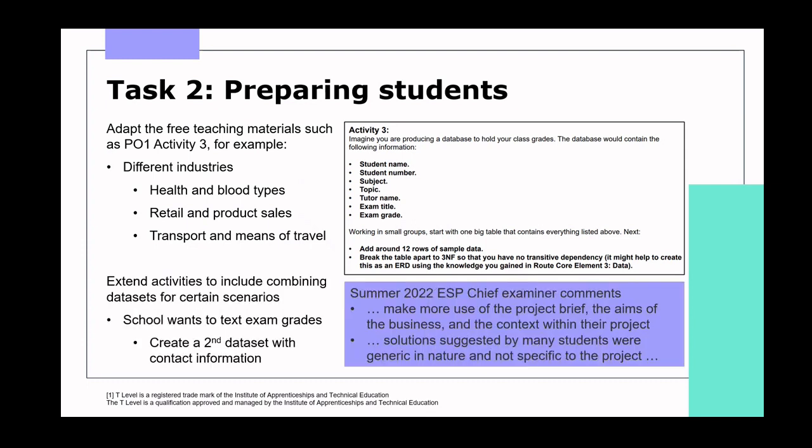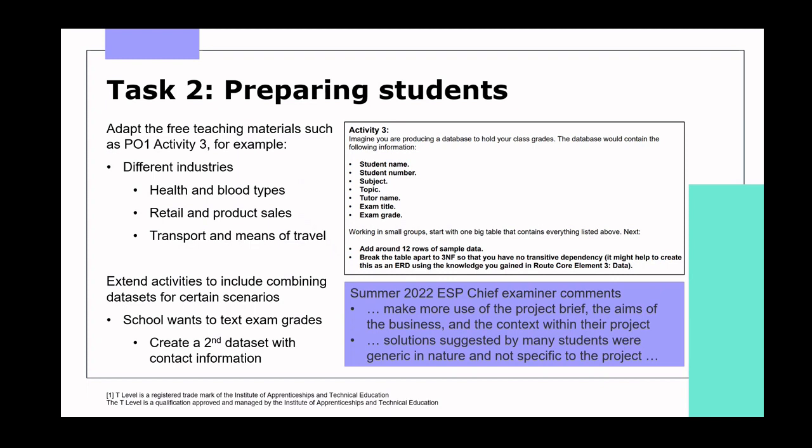Or instead, the activity could be extended out, such as providing an objective for the students to work towards. So keeping the original activity theme of college grades and a database for them, this could be developed just a little step further where the college wants to connect that grading database with their contacts database so they can easily post or text out any exam grades to parents.